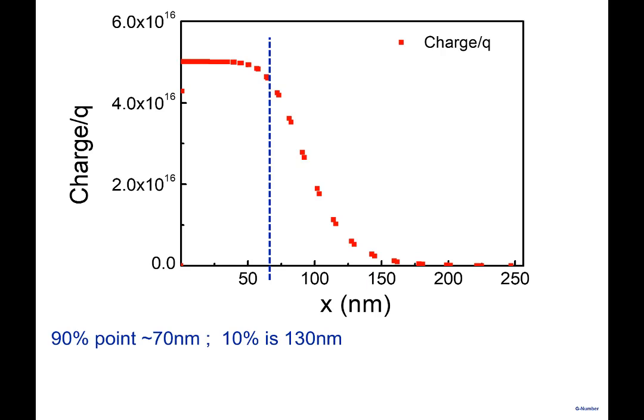So what I find is the following. The 90% point is where? At 70 nanometers. And the 10% point is where? At 130 nanometers. How large is the transition region? 130 minus 70? 60. How large is this constant region? 70, or 65, right? The constant region is how much? 70. The transition region is how much? 60.